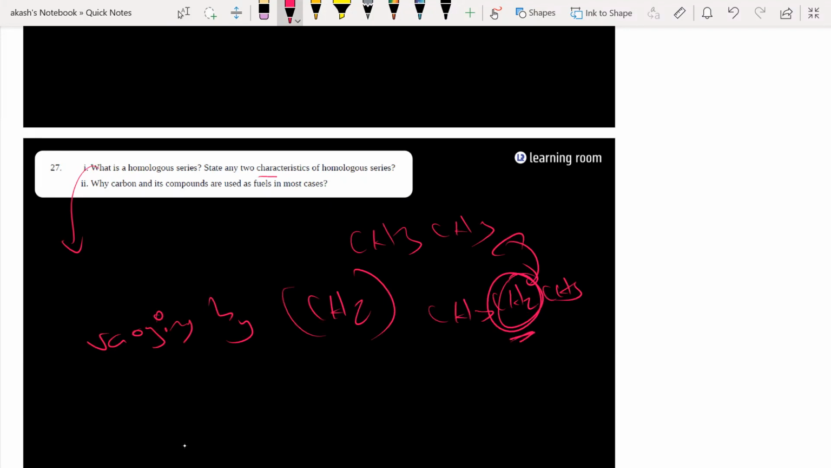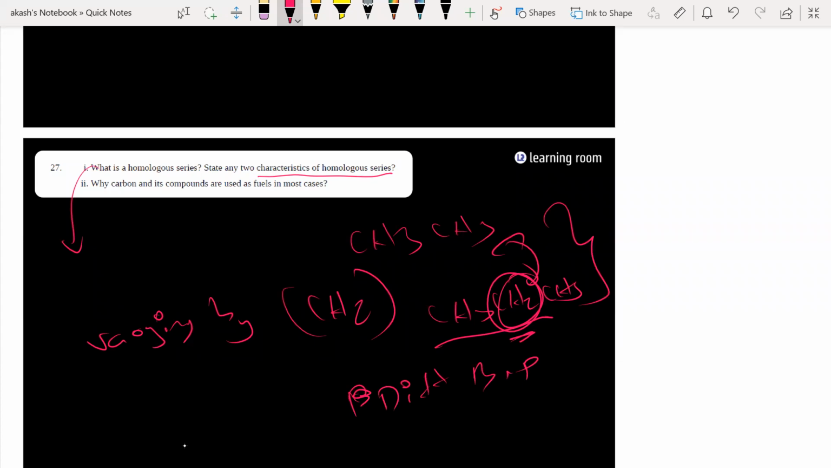Write any two characteristics of homologous series. Obviously, they will have different numbers of carbons, right? And they will have different boiling points also. Members of a homologous series will have different boiling points. And they will have different numbers of carbon atoms. Their molecular mass will be different. Like that, you will be able to speak.